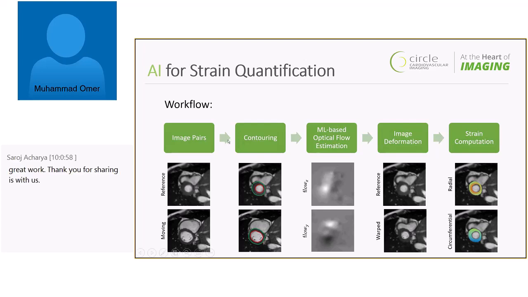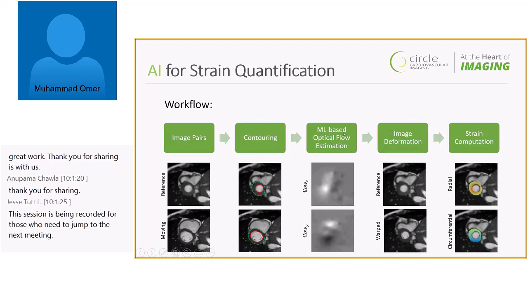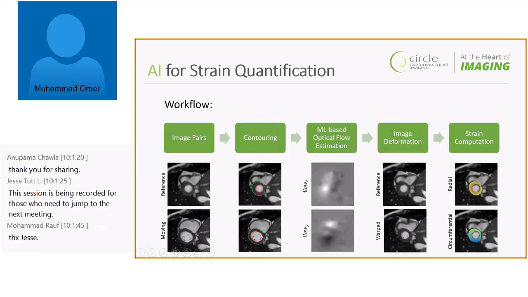The first step when we have image pairs is that we need the contouring, and AI can assist us with annotating these two images. Then we can feed into the machine learning based optical flow estimation to find out what it takes in both directions X and Y to deform this image and make it into a reference image. So then that flow information is available to deform the moving image into a warped image that closely resembles the reference image.